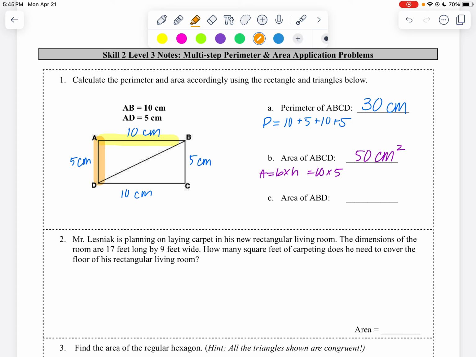And then it's asking us to find the area of ABD. So ABD is a triangle. Did you catch it? Maybe, maybe not. I can go ahead and redraw it over here. Oop, that is not a triangle. There you go.